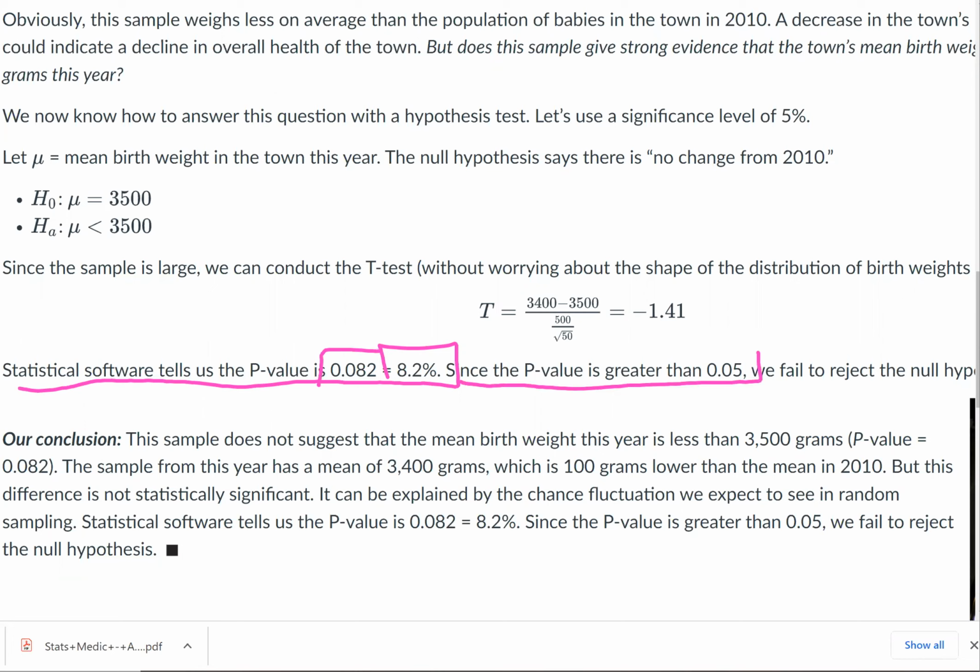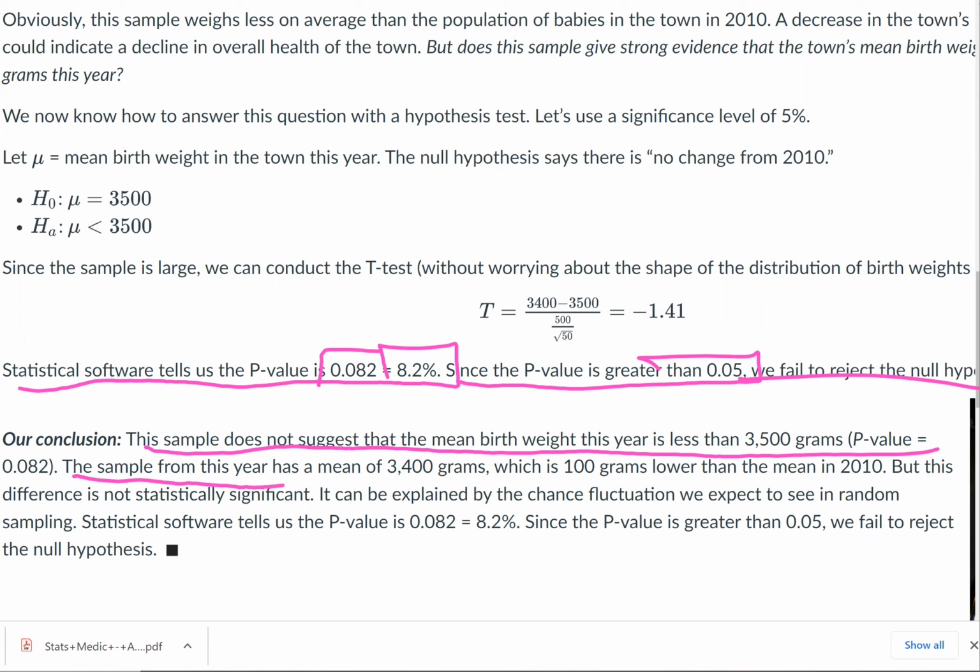Since the p-value is greater than 0.05, we fail to reject the null hypothesis. So our conclusion is this sample does not suggest that the mean birth weight this year is less than 3,500 grams. Maybe the sample just happened to be a bunch of babies that are a little bit lighter than the average. It could be just due to random chance. It could be, honestly, that babies in this town are declining in birth weight, but we don't have strong enough evidence to say that for sure.